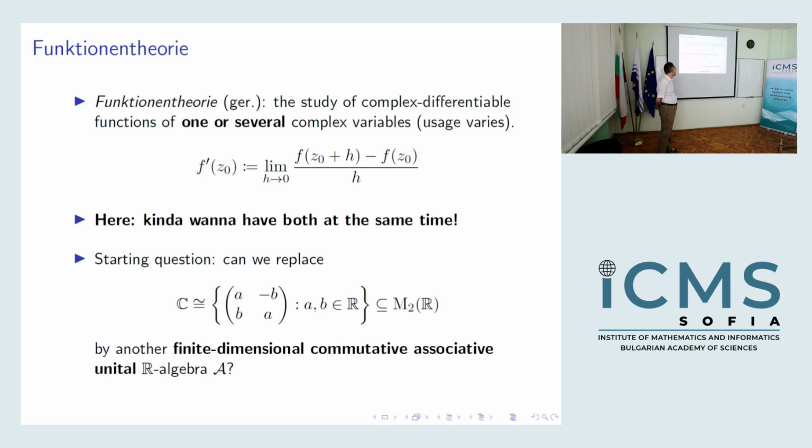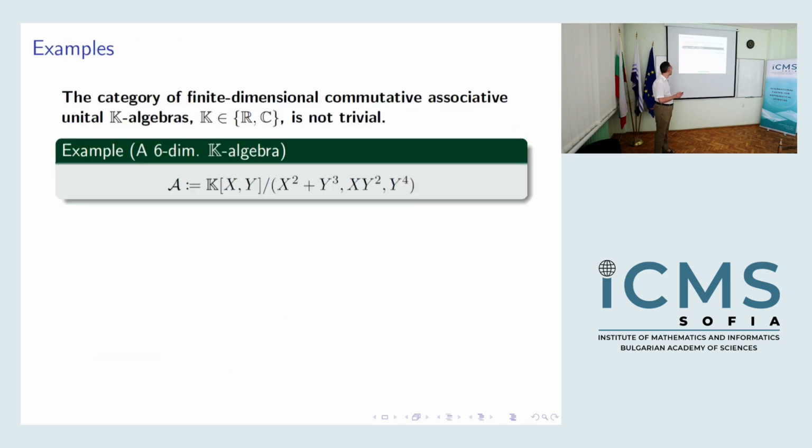What's the starting question here? We are all familiar with the definition of complex differentiability. The question is, can we replace the algebra of complex numbers, say matrix algebra, by another finite-dimensional commutative associative unital algebra A? Before we even attempt to answer this question, we have to examine if there are any non-trivial examples. And indeed, there are. The category of such algebras, be it real or complex, is non-trivial.